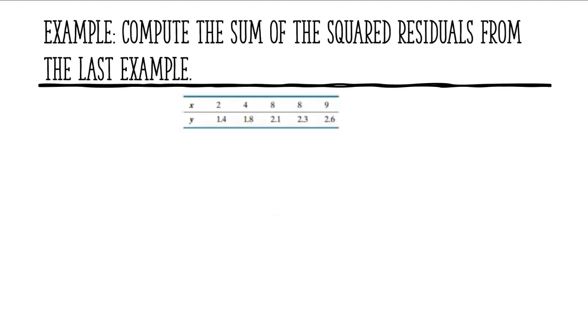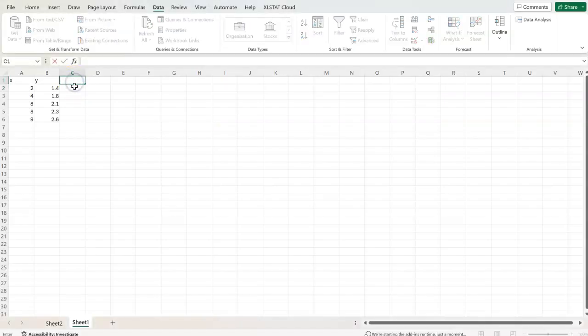All right, and the last thing we want to be able to do is compute the sum of the squared residuals. And we're going to do this from the last example, the one where we just found the least squares regression line. So I am in Excel, and I want to show you how to calculate the sum of the squared residuals in Excel.